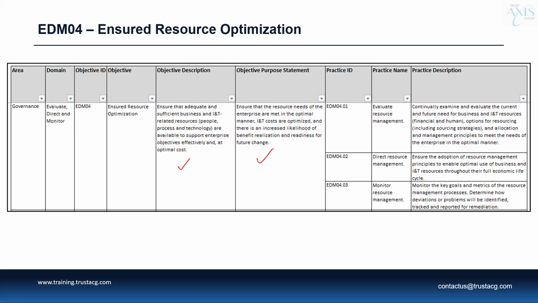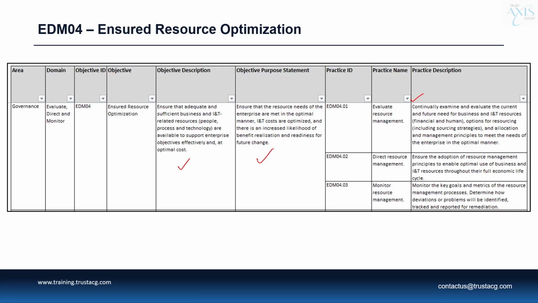Okay. So the first practice is around evaluation of resource management. This particular practice basically focuses on analyzing how the organization is currently managing and allocating its IT resources, which includes people, financial resources, and technology. It also considers whether the resources align with the future needs and strategic priorities.